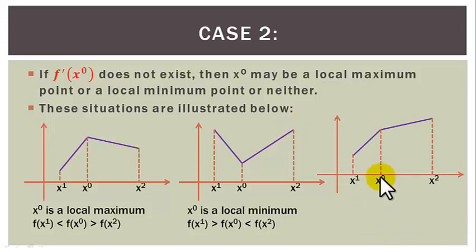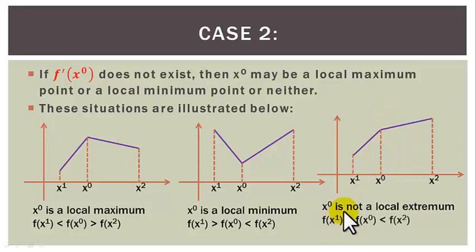You see, in this third case, again, the first derivative does not exist at the point x naught, and x naught is not a local extremum. That is, it is neither local maximum nor local minimum point. Here, observe that f of x1 is less than f of x naught, and f of x naught is less than f of x2.